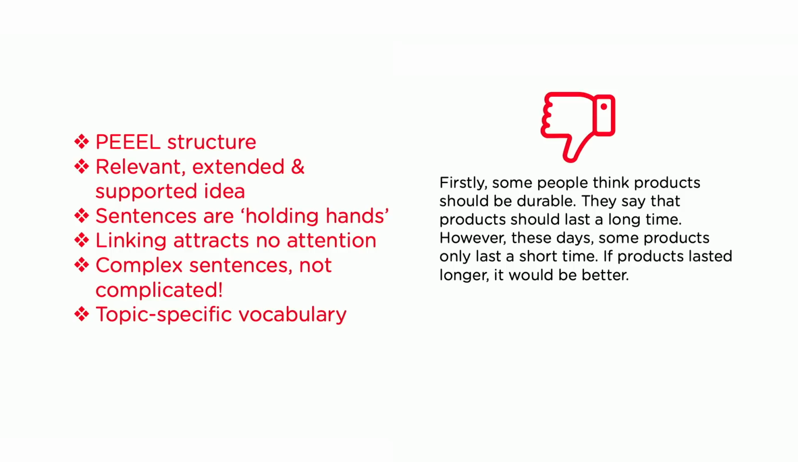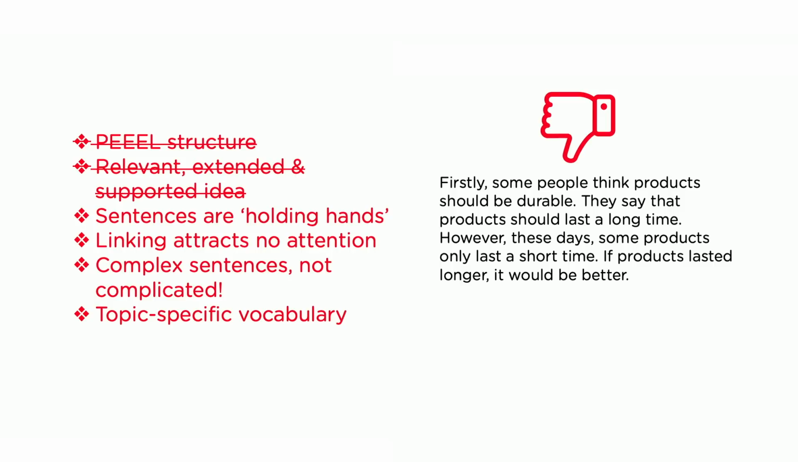If products lasted longer, it would be better. Again, we're repeating exactly the same point as the first 2 sentences. So this paragraph really goes nowhere. If you compare it to the other body paragraph, which took that idea about durability and the impact on the environment and really drew out the idea as far as it could go, this one is obviously much, much weaker. So no PEEL structure and no relevant extended supported idea. Now, other sentences holding hands here.